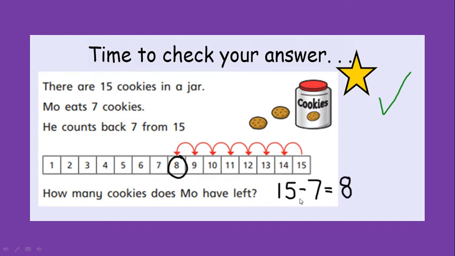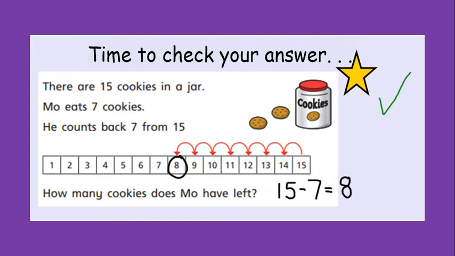And I've even written the number sentence here for you. 15 cookies, take away 7, or 15 cookies, then you eat 7, you end up with 8. It's equal to 8. Okay, 15 take away 7 equals 8. Well done if you could see that really, really well.